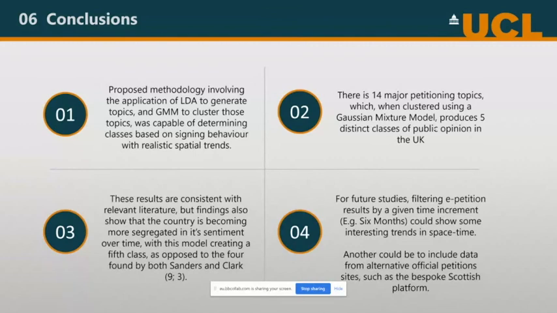And for further studies, filtering these e-petitions with a given time increment could show some interesting trends in space-time, as well as incorporating data from other petitioning sources, such as the Scottish National Petitions Platform.